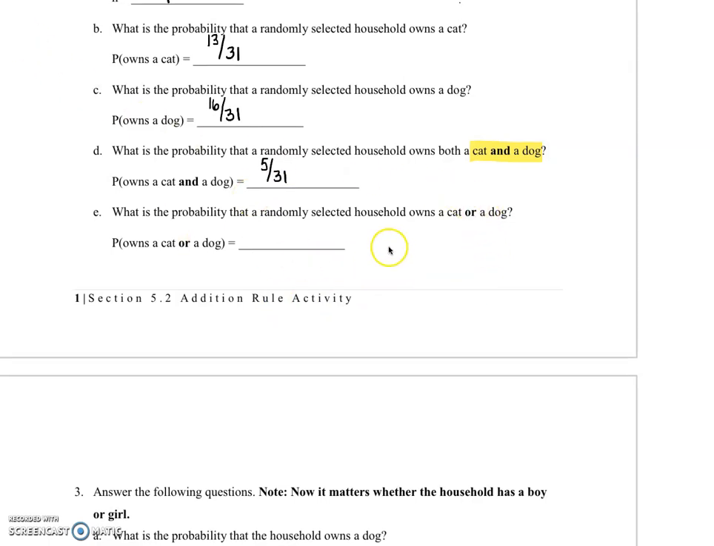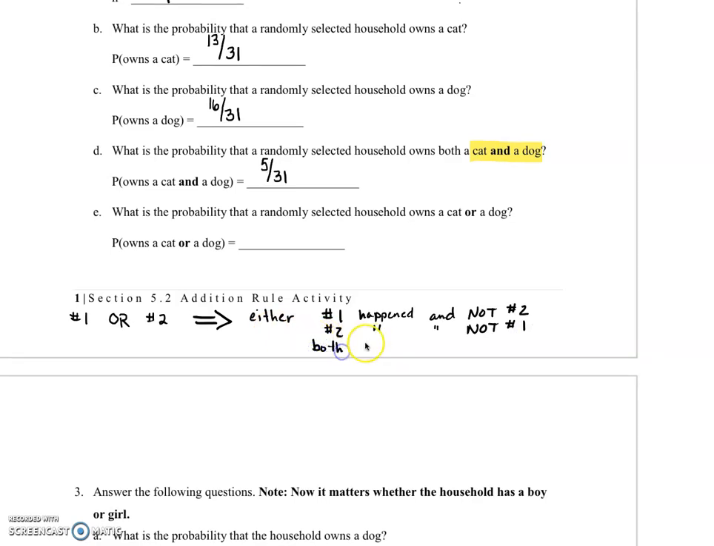Now remember, or means, and this is probably something I should have said before, but another way to interpret or: if we have option number 1 or option number 2, that means either number 1 happens and not number 2, or the other way around, number 2 happens and not number 1, or both number 1 and number 2 happened.